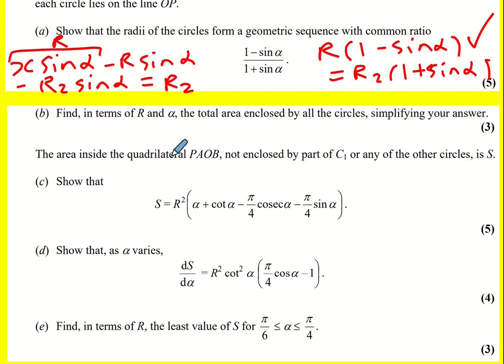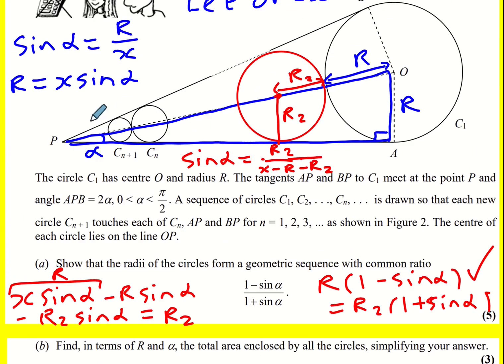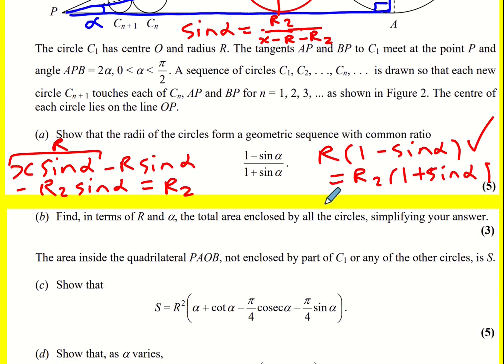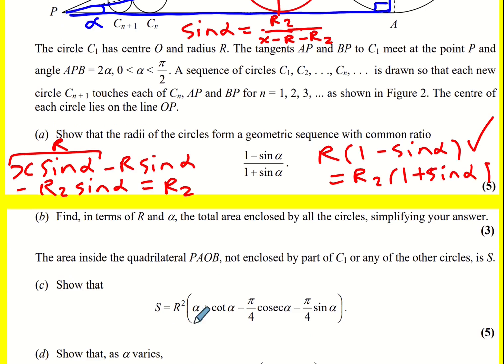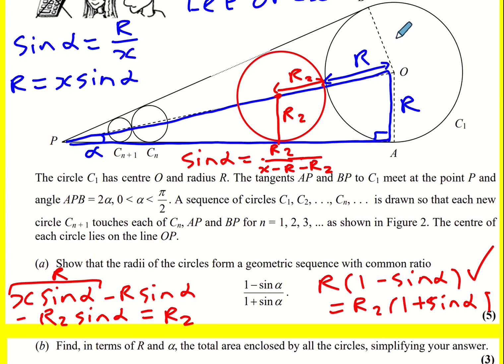We're told that the area inside the quadrilateral PAOB, so that's this kite essentially, not enclosed by parts of C1 or any other circle, is S. We're asked to show that S is this. Now this is starting to look like it's going to get quite brutal. I mean, we thought A and B were tough, right? We've now got cot and cosec going on. But the principle doesn't seem too bad. So basically, we want to know this area, this area. We want to know all this purple stuff added together.